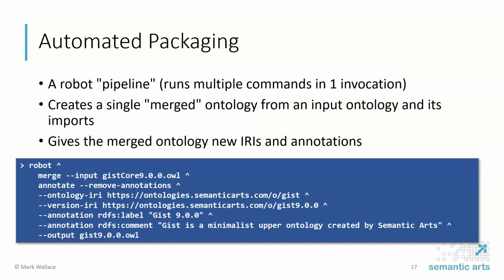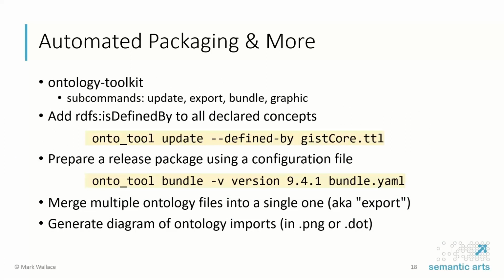I mentioned automated packaging. I'm going to skip this slide real quick, but Robot allows you to, for example, run a pipeline where you can do a merge command followed by an annotate command, push in new URIs for things, set up new annotations, etc., and output. So the point is you can invoke this on a command line and get it to work.